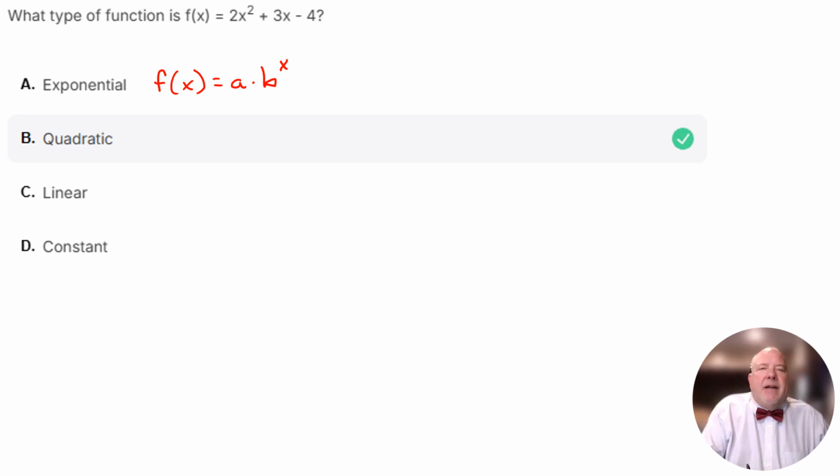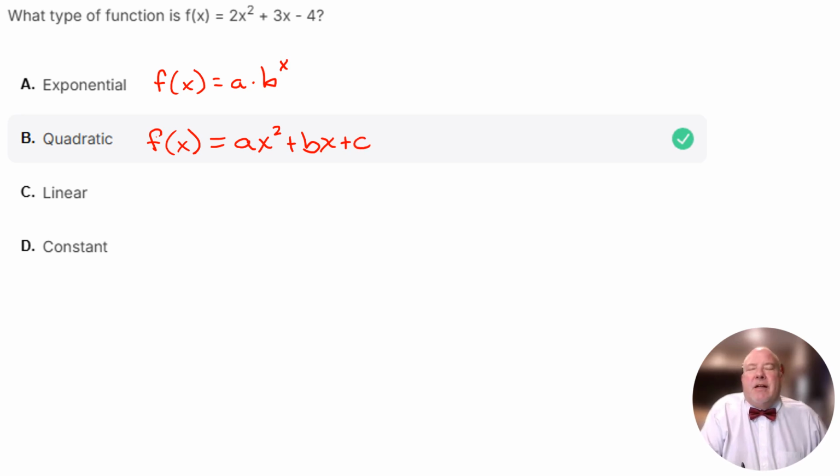A quadratic looks like this: f of x, or instead of f of x, it could just say y, equals ax squared plus bx plus c. That's a quadratic function. And so you can see that's what we're given. This was a quadratic function, and that's the answer, right? But let me show you these others real quick.